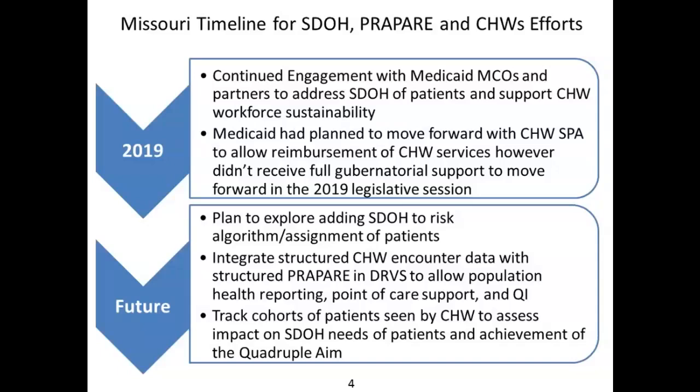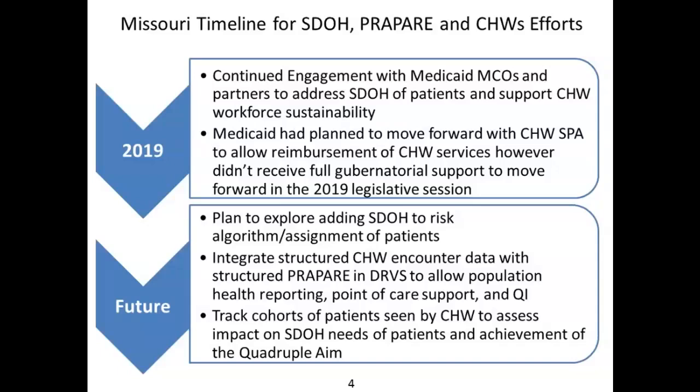And our Medicaid agency had planned to move forward in Missouri. They were going to pursue a state plan amendment to allow reimbursement of the community health worker services. However, unfortunately, they didn't receive full gubernatorial support to move forward this legislative session that started in January. But some of the work of the Sustainability Committee, we put together some talking points. So we did have some state legislators that really took up the cause for community health workers and the importance of addressing social determinants of health needs.